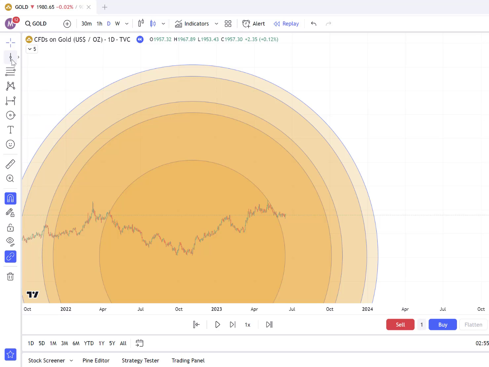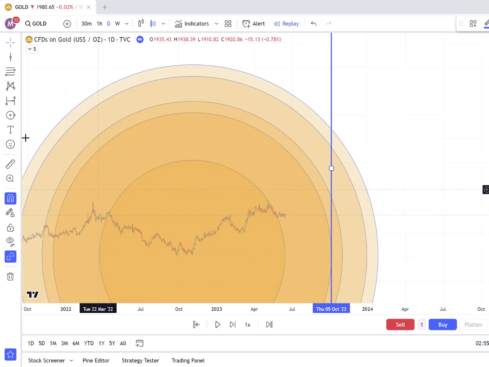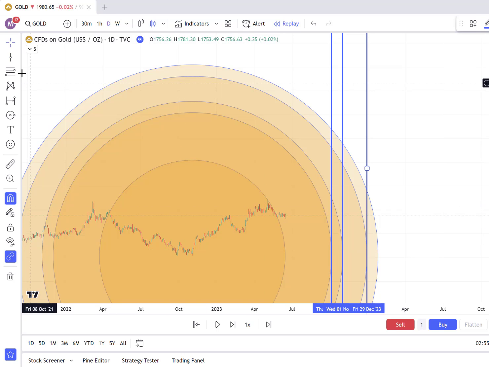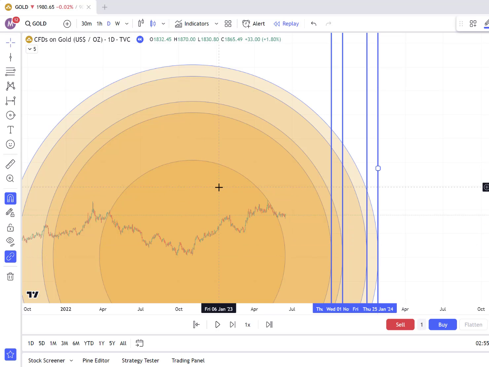So for example, here we will go to the vertical line tool and we will come here to the end of this radius and draw a line like this, and then we will draw a line here again, and then here again, and the last one here again. Then we will see what is the effect of this radius. When price hits the end of the radius, we are supposed to have a major change in the direction when we are hitting this vertical line.